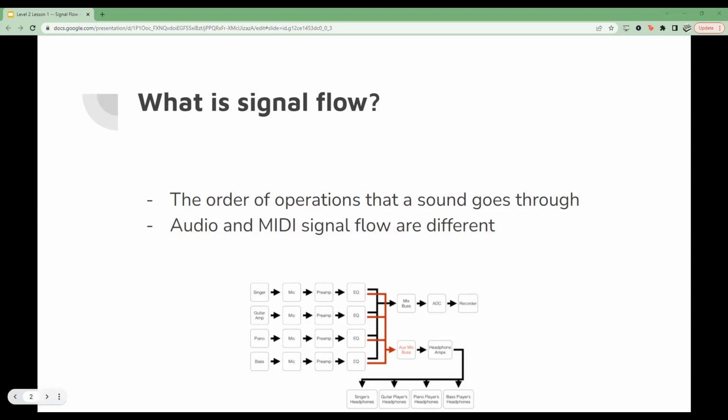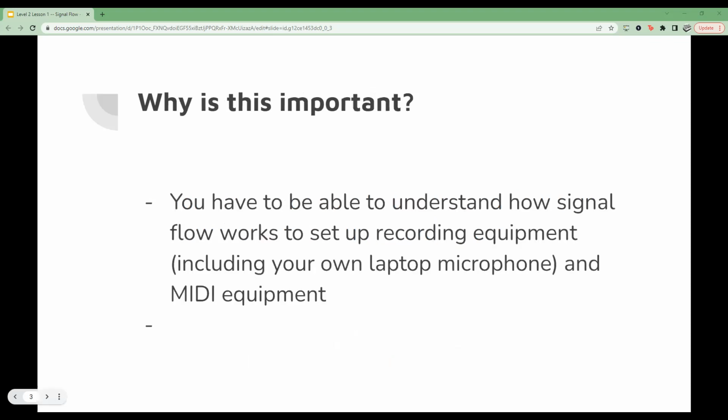So the next thing we need to know is, why is this important? You need to be able to understand how signal flow works in order to set up recording equipment, including your own laptop microphone and MIDI equipment, which we've just discussed. So this lesson is going to be more hands-on with respect to physical equipment for demonstrations. We'll be working with a Focusrite Scarlett 2i2, a Shure SM58 dynamic microphone, an XLR cable, a pair of studio monitor speaker wires, as well as an Akai MPK mini keyboard.